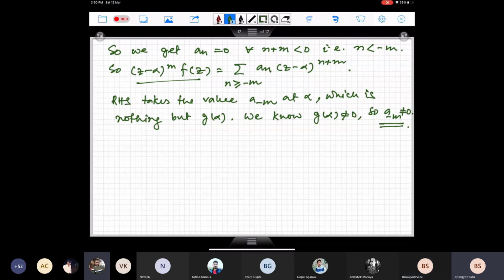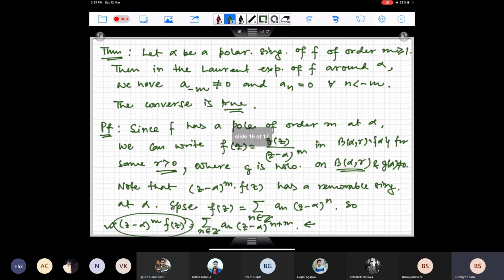Sir, (z minus alpha) to the power m f(z) equals g(z), and g(z) is holomorphic on B(alpha, r). So how can we say that alpha is a removable singularity for g(z)? G is anyway holomorphic. I said alpha is a removable singularity for this function. But it's equal to g(z), right? Yeah, so it's equal to g(z) on this set, right?